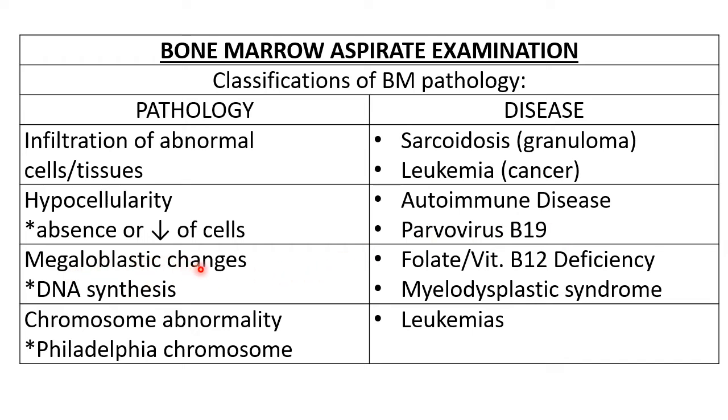Megaloblastic changes. Halimbawa, sa bone marrow aspirate mo, lahat malalaki yung mga cells, walang sumusunod dun sa tamang RBC maturation. You have to suspect the following. So, number 1, nutritional deficiencies from folate and vitamin B12. Ano nga ulit ang other name ng folate? Vitamin B9. Vitamin B12 is also known as your cobalamin.